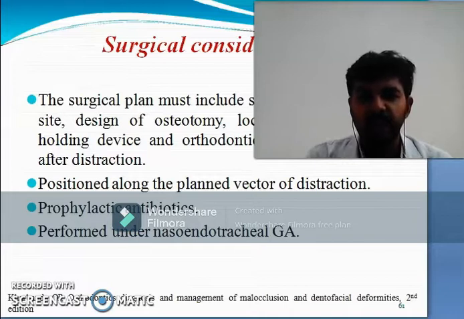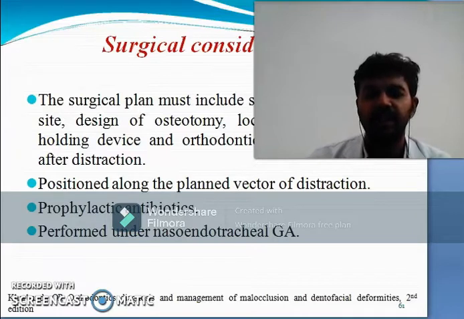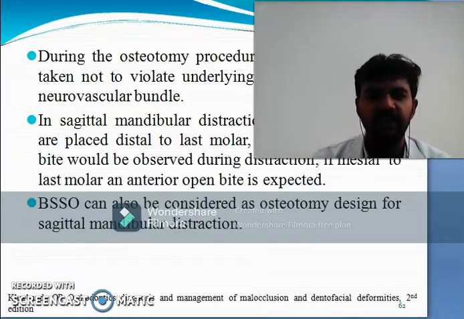Surgical consideration. The surgical plan must include the selection of anatomical site, design of osteotomy, and the location of the distraction device, and orthodontics before, during and after distraction, and the position along the plane and vector of distraction. Prophylactic antibiotics are given, and surgery is performed under naso-endotracheal general anesthesia.